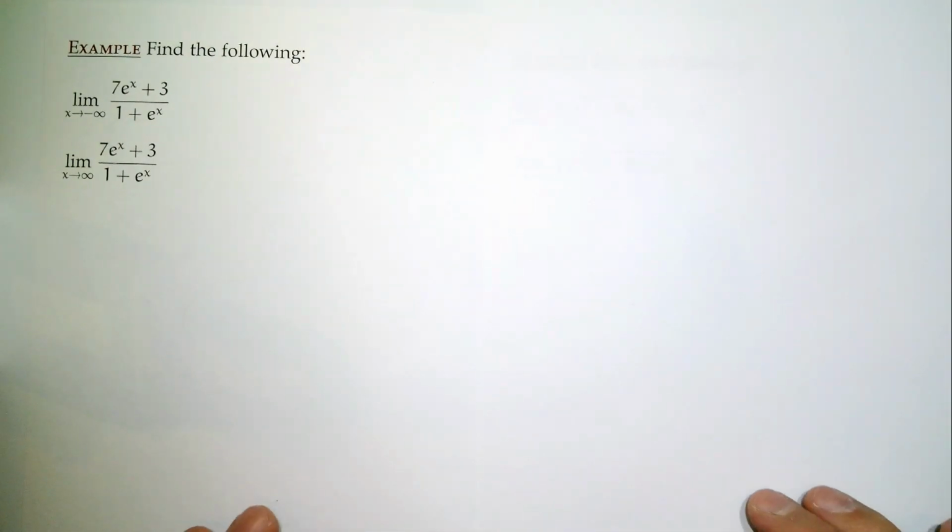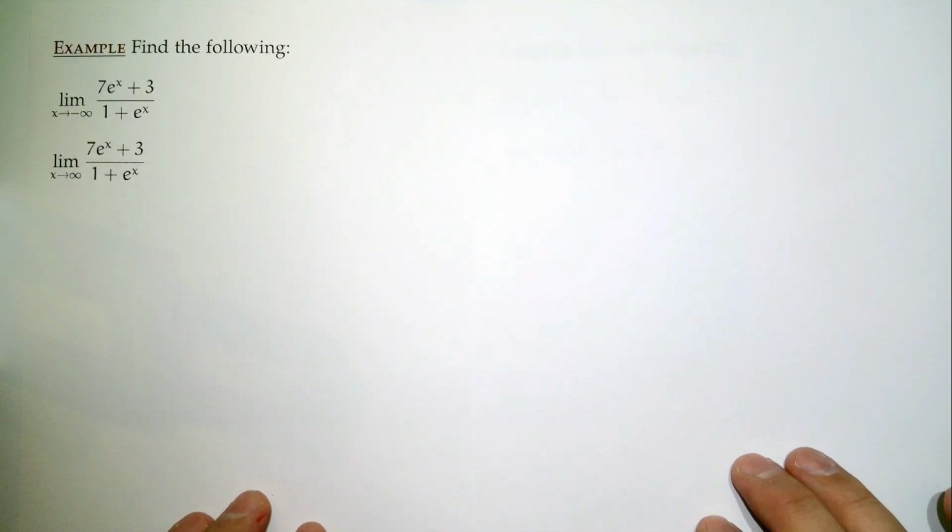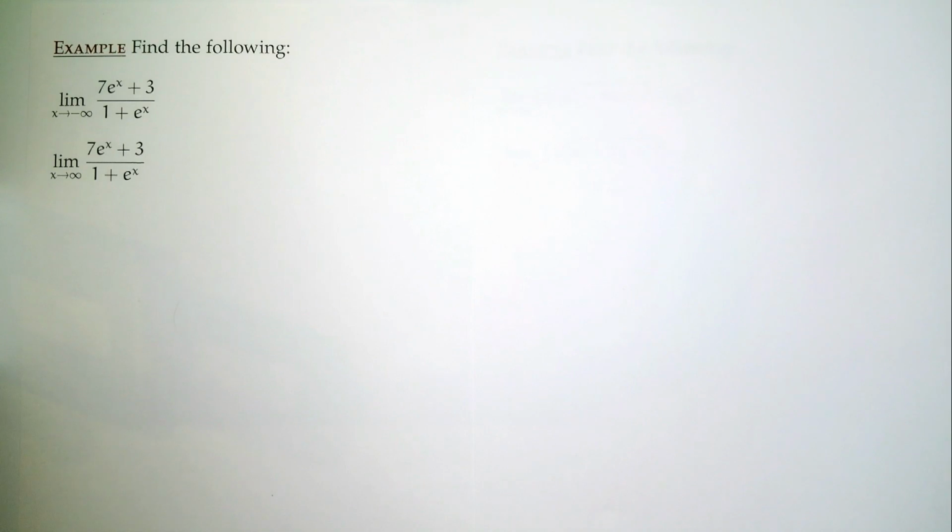Find the following: the limit as x goes towards negative infinity of (7e^x + 3) over (1 + e^x). Well, the first thing to do is just say, what's happening now? We don't start doing any manipulations unless we have to. And we don't know whether or not we have to unless we say, well, what's going on with it as it currently is? Now, the current pieces involve e^x. What do we know happens to e^x as we go towards negative infinity?